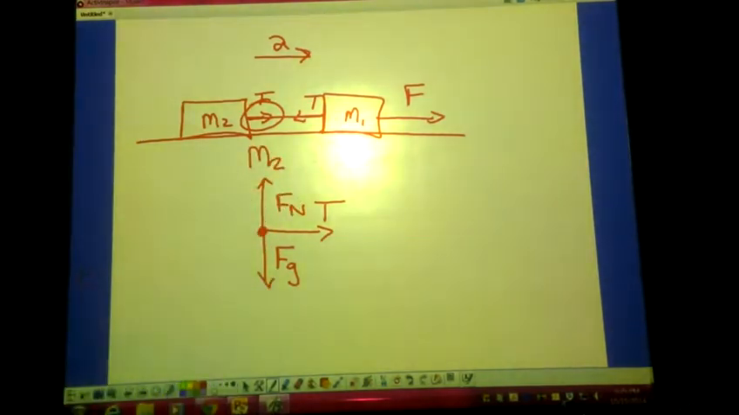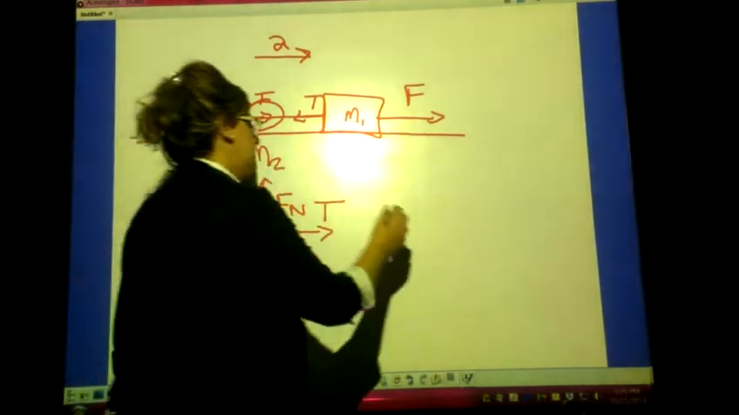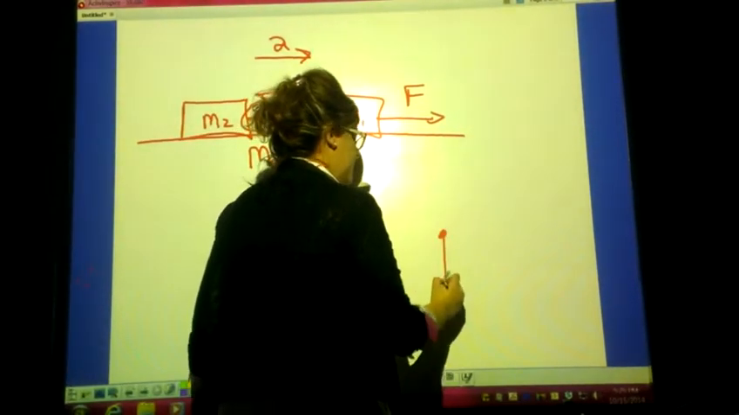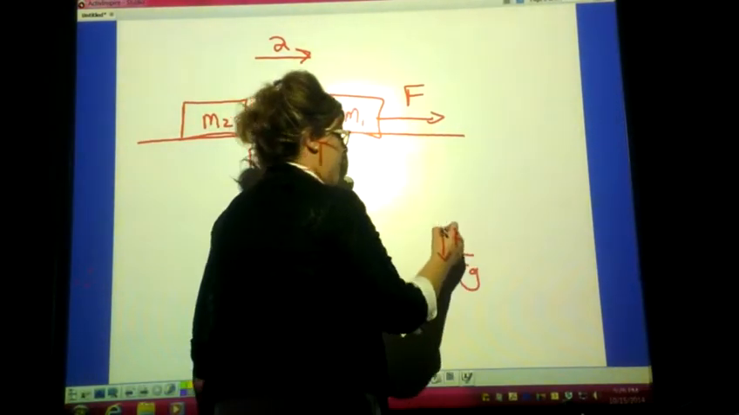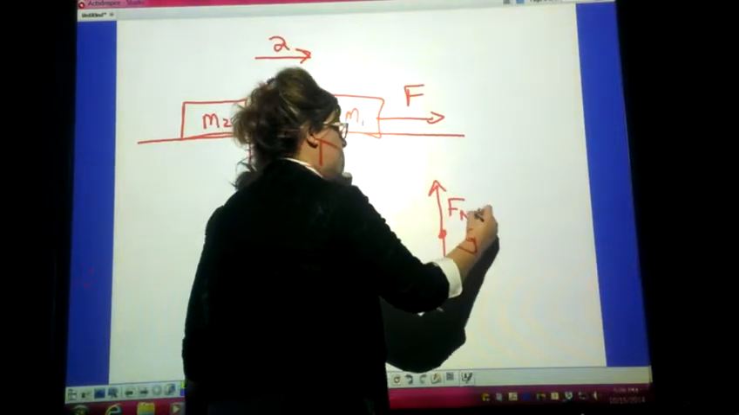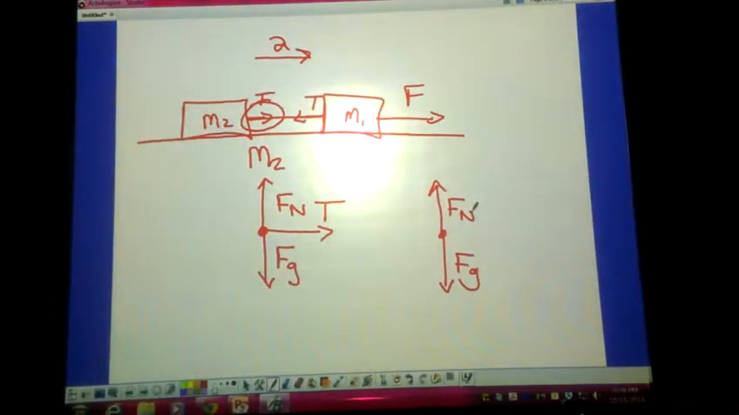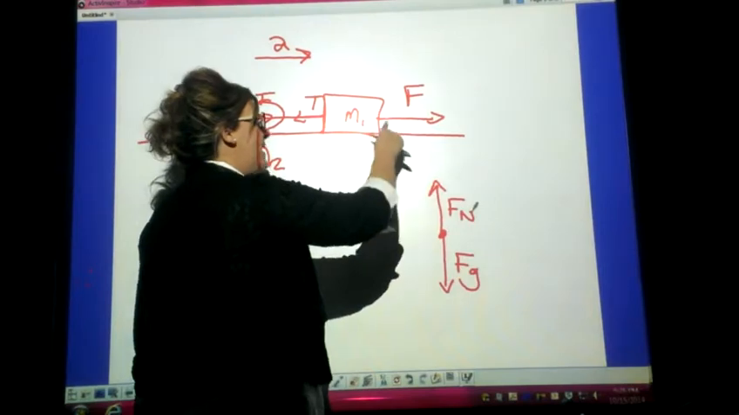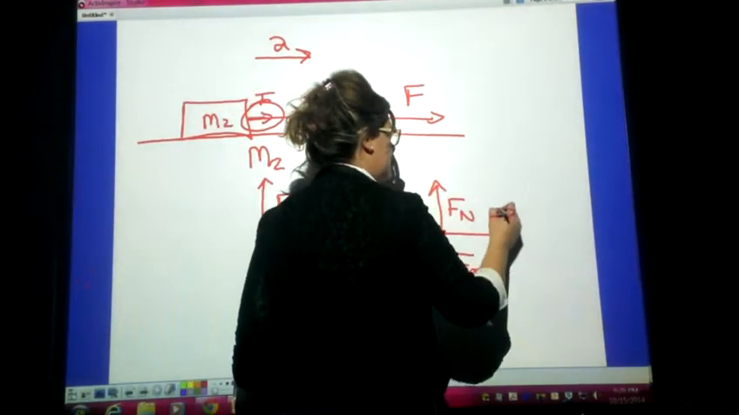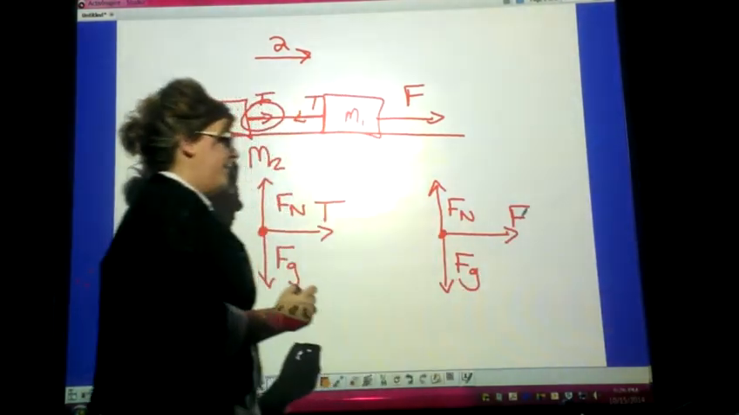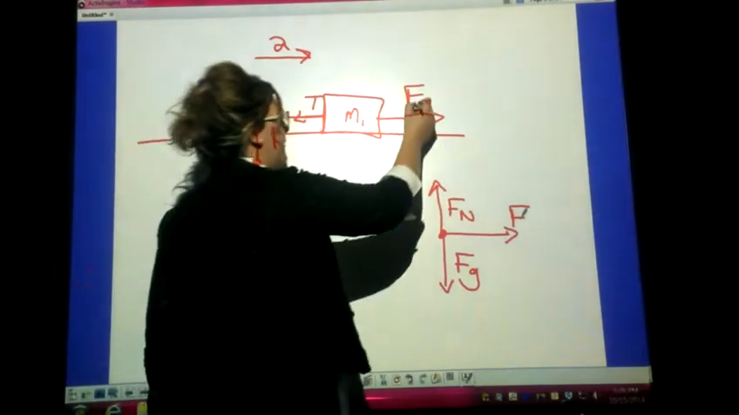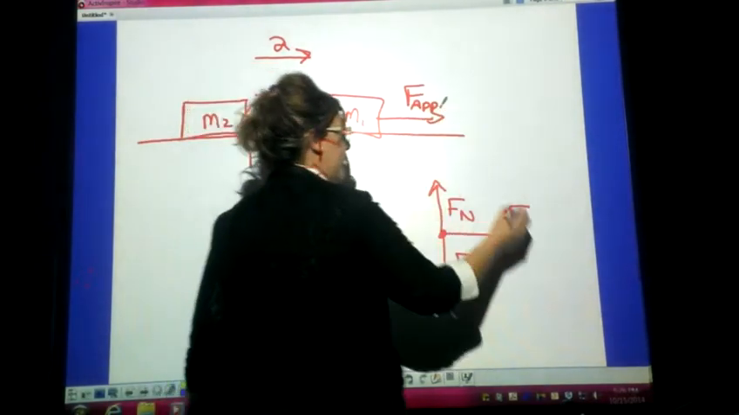If I want to do the same thing for mass 1, it's going to look very similar. Mass 1 has a weight force. Mass 1 has a normal force. Those should still be equal. Those don't necessarily look equal. I have the applied force that's coming off this way. So we'll just call that F. Actually, let's call that F applied because that just means that it's the applied force. Okay.